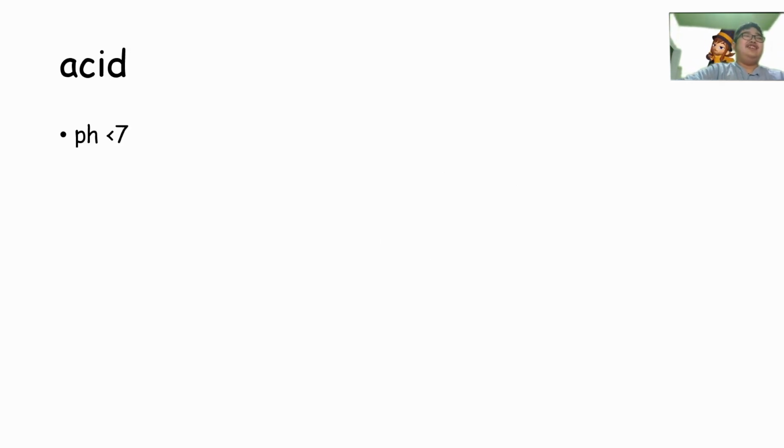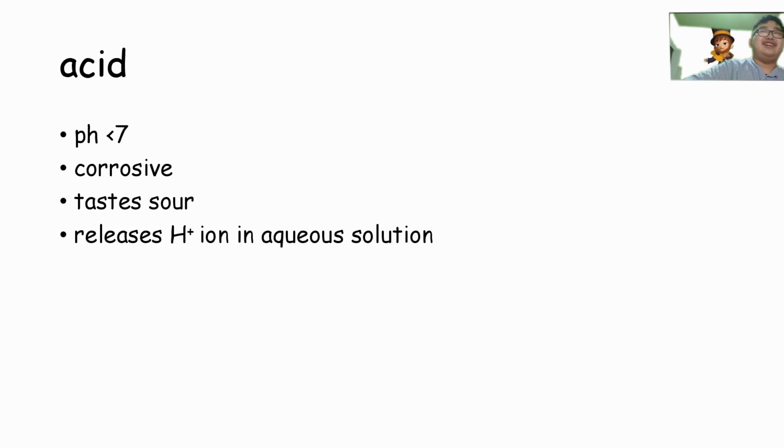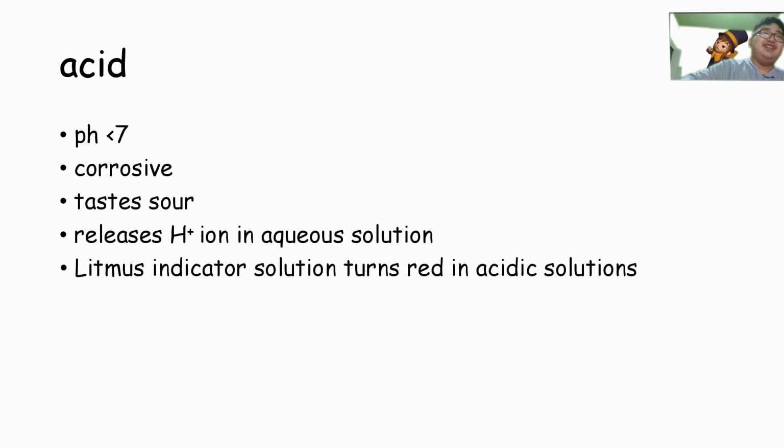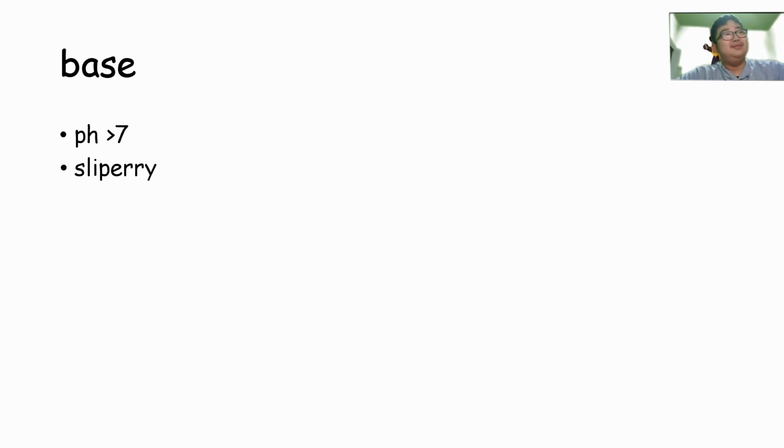Now, acid. It has a pH of lower than 7. It is corrosive. Tastes sour. Releases H plus ions in aqueous solution. Litmus indicator solution turns red in acidic solution. Huh. Base. What, like a military base or something?